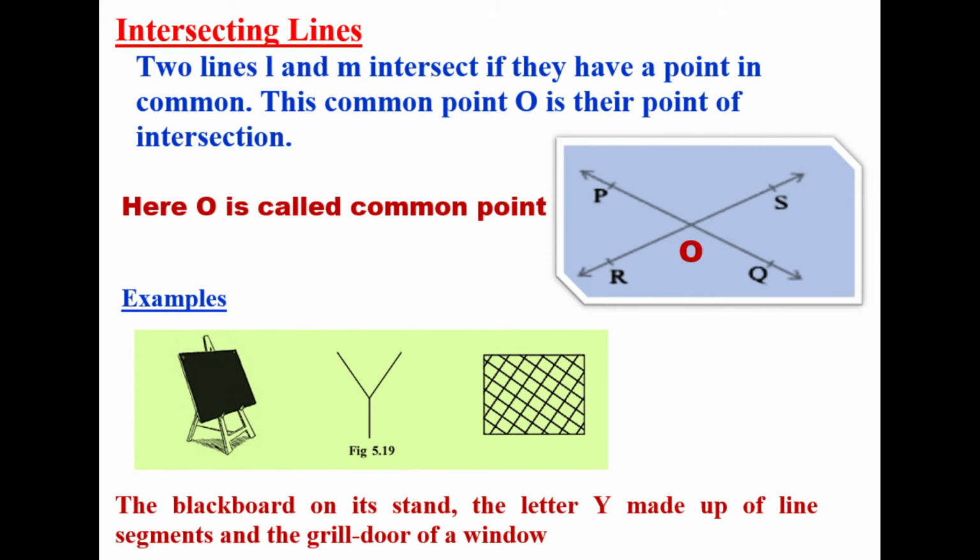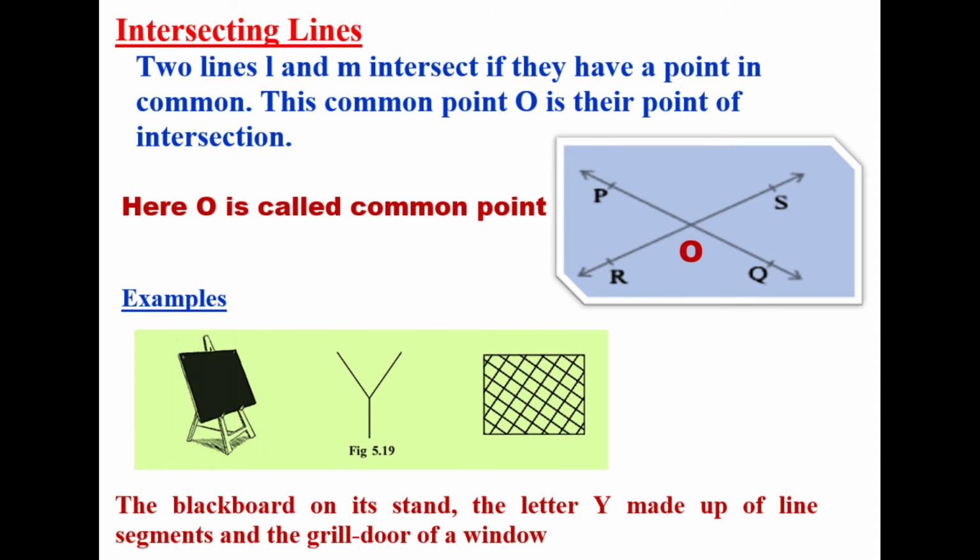In Part 3, we are going to see intersecting lines. What are intersecting lines? Two lines L and M intersect if they have a point in common. This common point O is the point of intersection. You see the figure. PQ and RS are two lines intersecting at one common point, that is O. Here O is the common point.